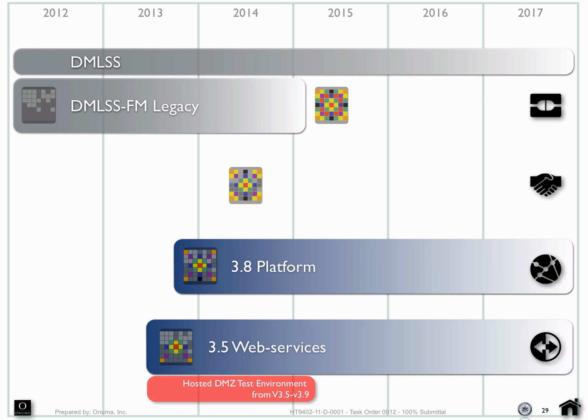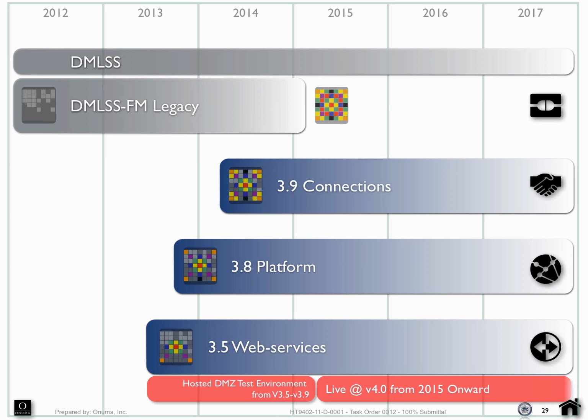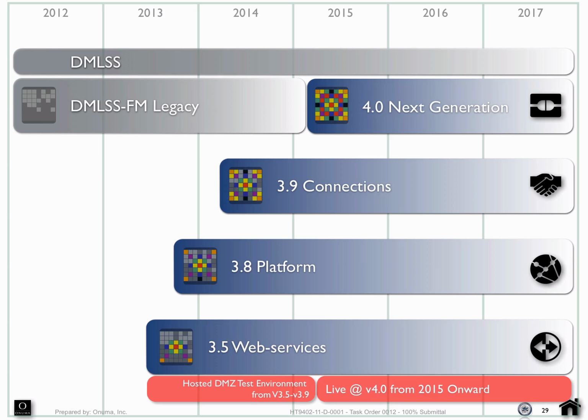So web service enabling it, creating a platform to allow applications to build on top of that, exploring connections, developing connections to other applications, and going live in 2015. The next generation of DMLSS will be 4.0, and the old version, once DMLSS 4.0 is ready to run in 2015, will be switched over to version 4.0.